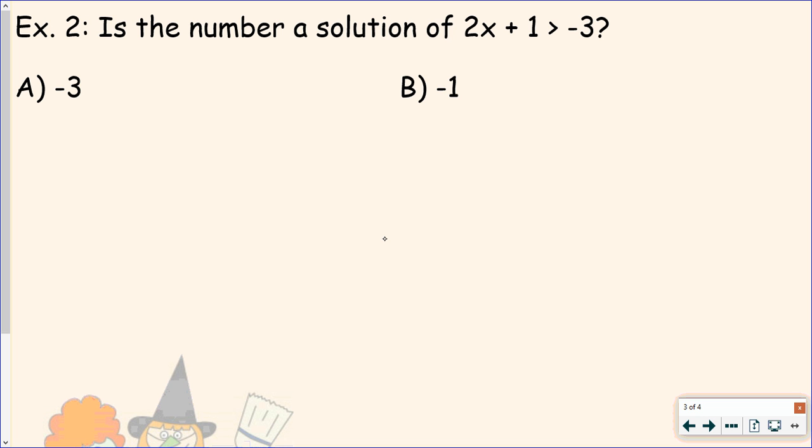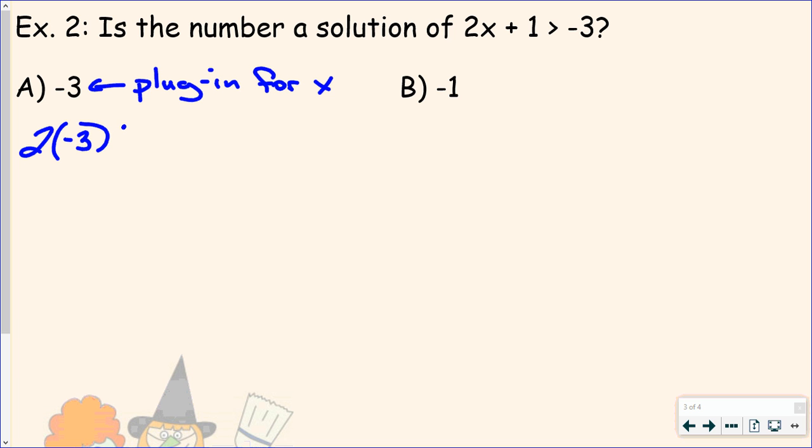All right, let's look at some other examples here. Is the number that's given a solution of this inequality? The inequality is 2x plus 1 is greater than negative 3. To see if negative 3 is a solution, we're going to plug in negative 3 for x. So that's going to give us 2 times negative 3 plus 1 is greater than negative 3. We're just going to use PEMDAS and simplify this and see if we end up with a true statement. If we do, then negative 3 is a solution.